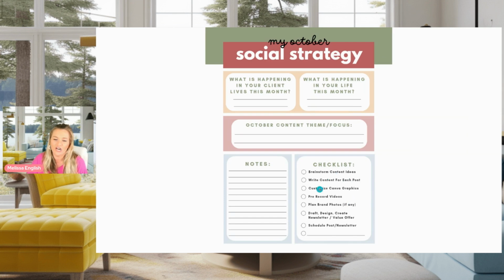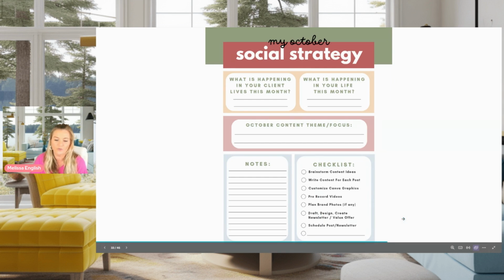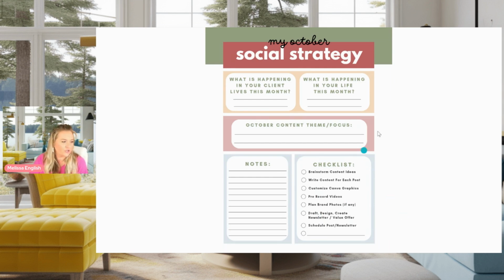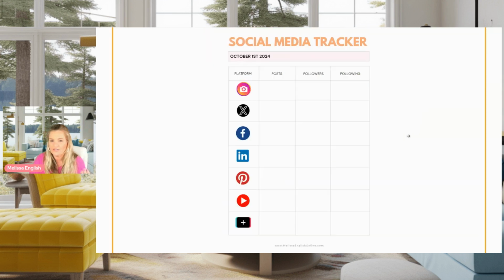When it comes to your content, you're going to brainstorm content ideas, write content for each post, customize your graphics, pre-record any videos if you are doing videos, plan brand photos if any, draft, design, and create a newsletter and value offer, and schedule the post and newsletter. A lot of this I do for you in the Fall Season 24 Marketing Kit. If you want to check that out, all the content is written for you and all the graphics are done. It's kind of plug and play, so you can definitely check that out. Your social media tracker for the month is here for you, so you just fill in the blanks depending on your platform.